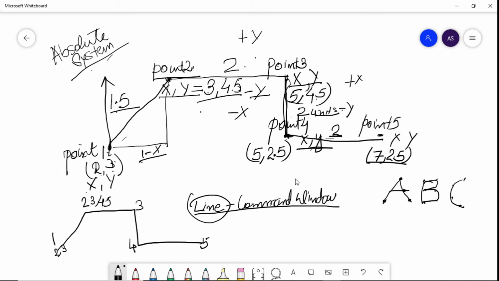Coordinate at point 3 is 5, 4.5. Coordinate at point 4 is 5, 2.5, and coordinate at point 5 is 7, 2.5. So this is how the line is drawn in an absolute system, or the line is drawn using an absolute coordinate system of point x and y.